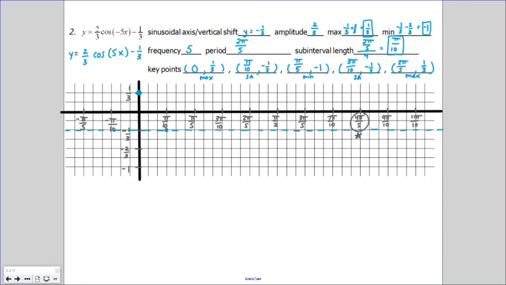So pi over 10, we're sitting on the sinusoidal axis. So now I have a point on the dotted line instead of the x-axis. Our sinusoidal axis has changed. And then we're going to go down to our minimum, axis, maximum, axis, minimum, axis, maximum. Now we've hit 2 full cycles, but I can continue going with the pattern, axis, and then we'll end at a minimum here. Now to the left of the y-axis, if I'm continuing this pattern, negative pi over 10 will be a point on the sinusoidal axis, and negative pi over 5 is a minimum.